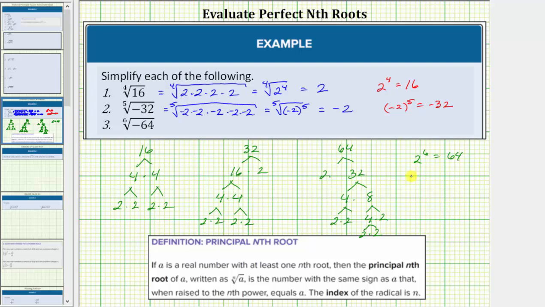Unfortunately, in this case, if we raise negative 2 to the sixth power, we still get positive 64 because the product of an even number of negatives is positive. So because there is no real number raised to the sixth power equal to negative 64, this does not simplify using real numbers, and therefore we just say the result is not real.